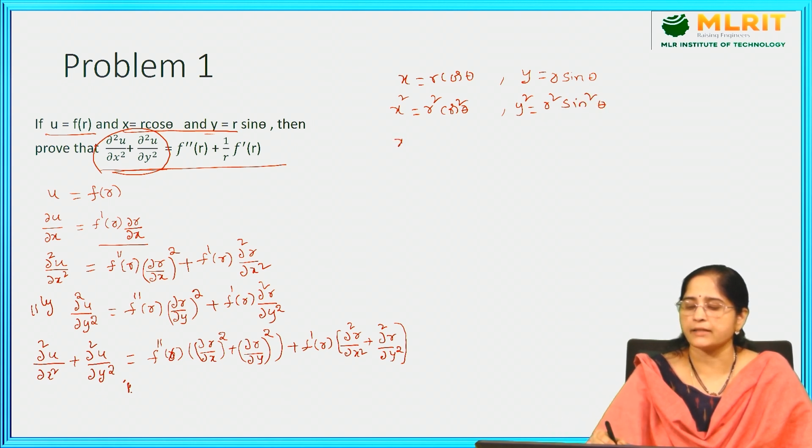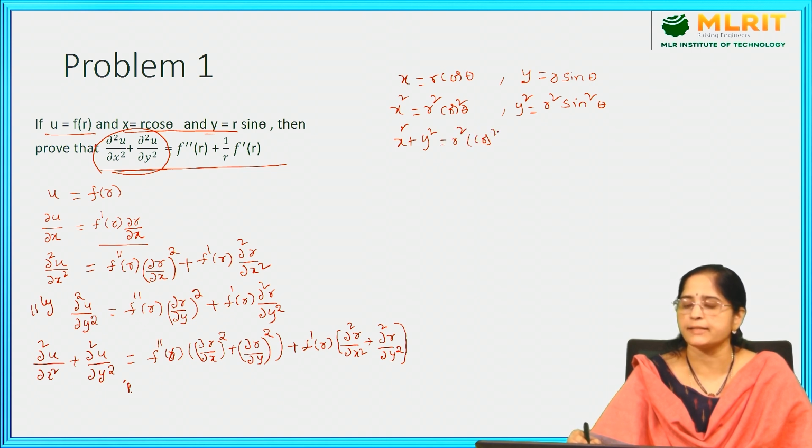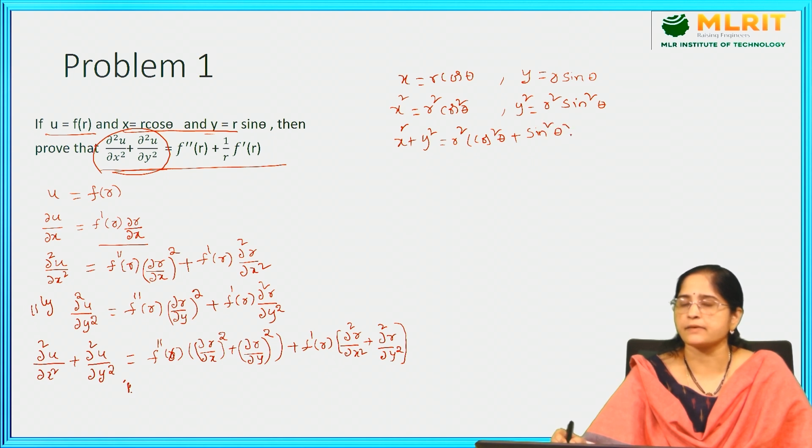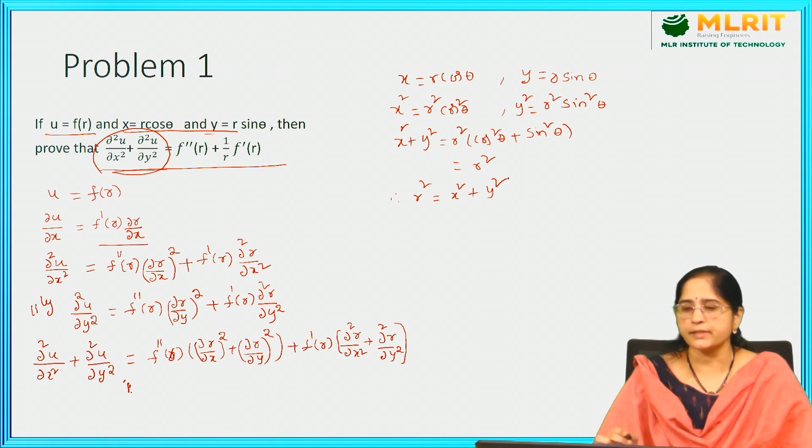So, we can add these two: x square plus y square equal to r square into cos square theta plus sin square theta. We know that cos square theta plus sin square theta equal to 1. So, this is equal to r square. Therefore, r square equal to x square plus y square.